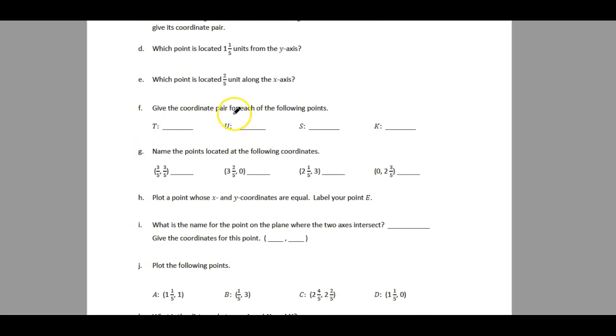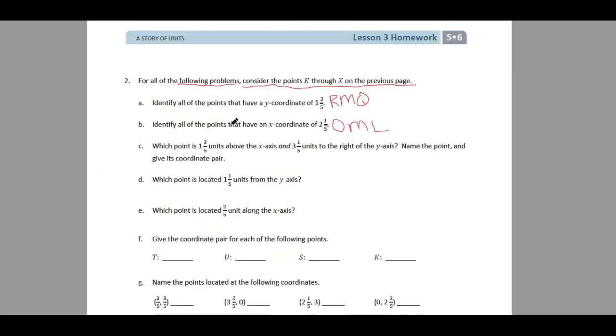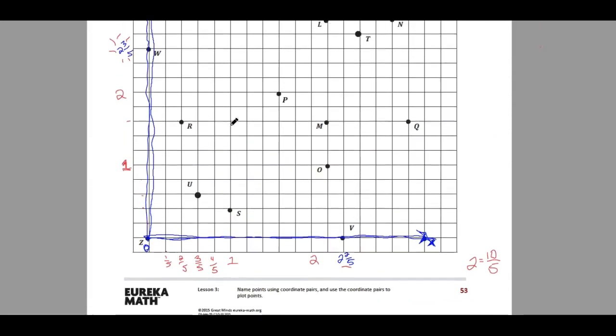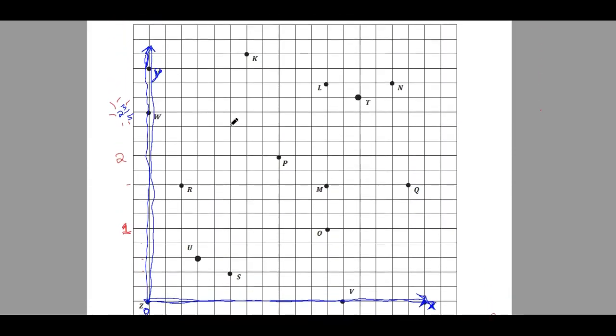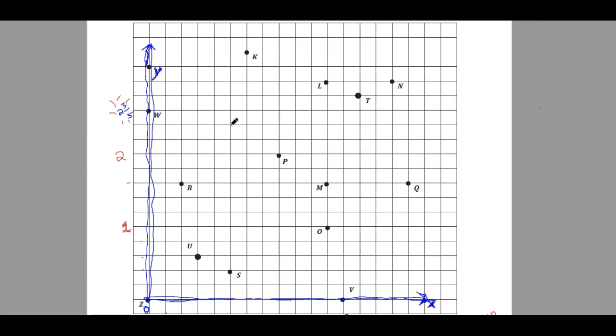Give the coordinate pair for each of the following points. T, let's check out T. We'll try something different instead of just labeling things. So we have T, and I'm going to make it red so it's easier to see, hopefully. Where is my pen? Is it working? It seems like it might have gone away. Let's see what we can do here.